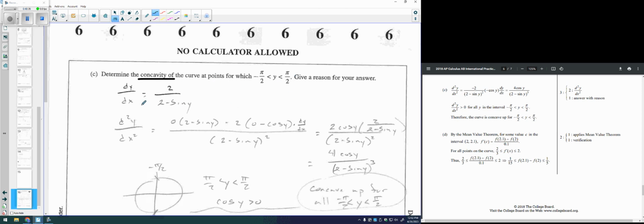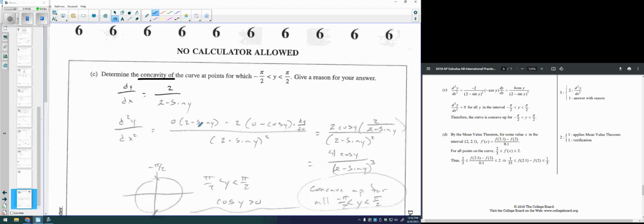So concavity, second derivative. Again, I did quotient rule. Derivative of the top times the bottom minus the top times the derivative of the bottom. Derivative of the bottom: derivative of 2 is 0. Derivative of sine is cosine times the derivative of the inside function, which is dy/dx, or y prime. All over bottom squared.